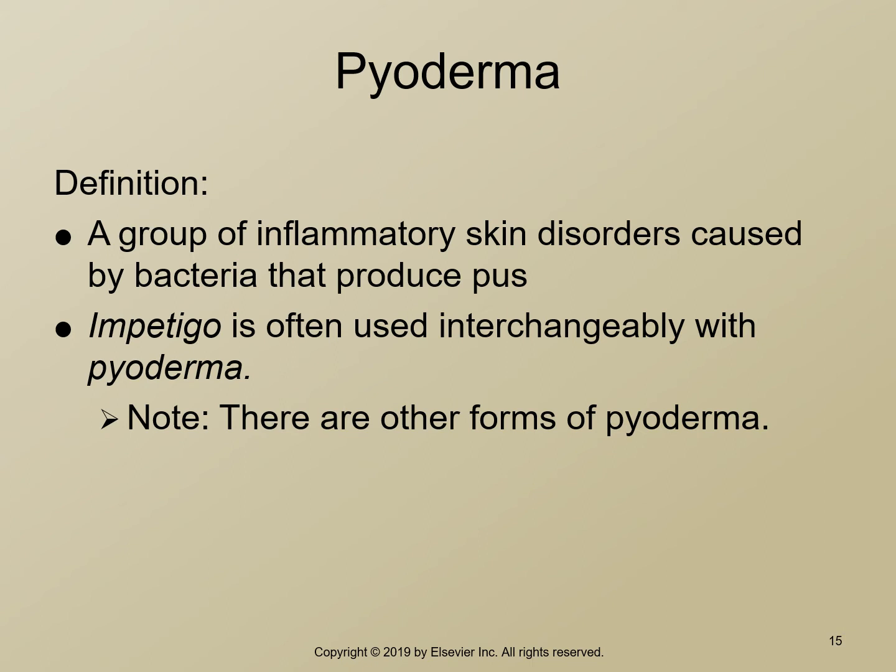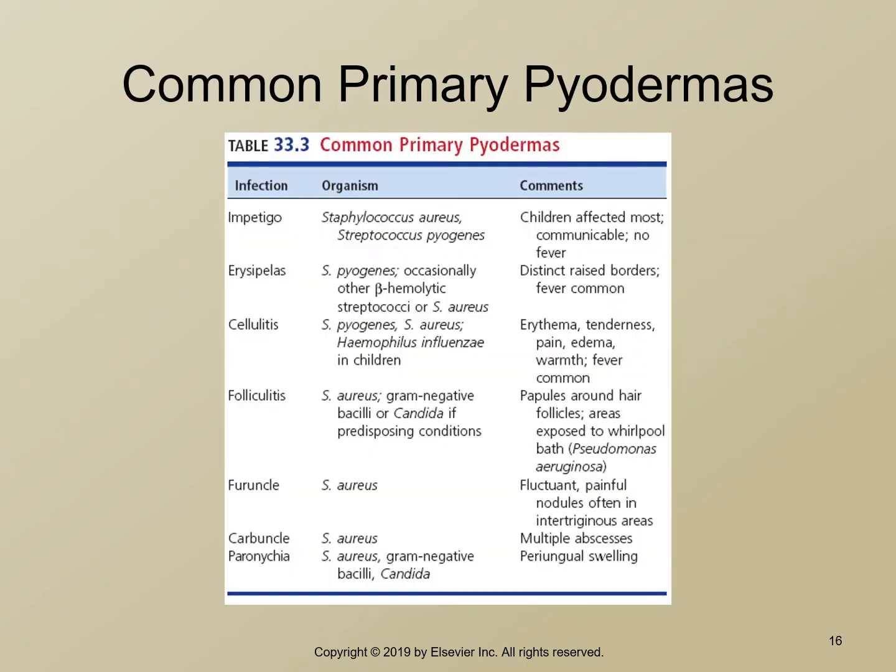The terms impetigo and pyoderma have been used interchangeably. It's important to note that there are other forms of pyoderma that are discussed later in the chapter, but we'll be looking at those caused primarily by bacteria. So the common primary pyodermas are ones we've already seen, such as impetigo, caused by Staph aureus or group A strep, cellulitis, that can also be caused by Strep pyogenes, group A strep, or Staph aureus, along with folliculitis, furuncles, carbuncles. So these are all infections that we've seen also caused by Staph aureus, and we'll talk about each of these in a little more detail on subsequent slides.